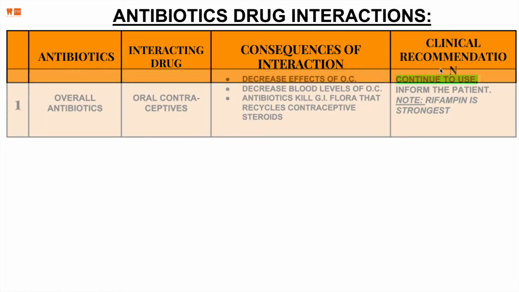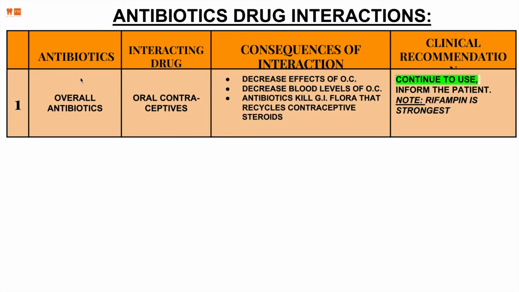So let's go on. First one, overall antibiotics, basically all of them, interacting with oral contraceptives will lead to a decreased effect of oral contraceptives, a decreased blood level of oral contraceptives. This is all because the antibiotics will kill our gastrointestinal flora, the bacterial flora that recycle the contraceptive steroids. So keep in mind that if the antibiotics kill the GI flora, there will be no recycling of contraceptive steroids. That leads to a decreased effect of oral contraception.